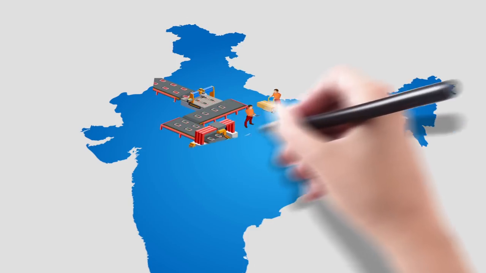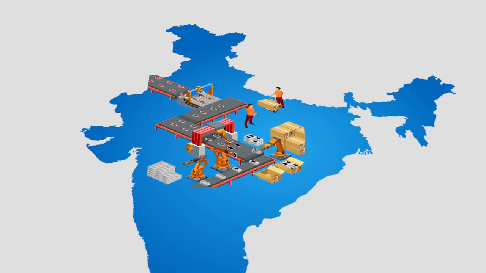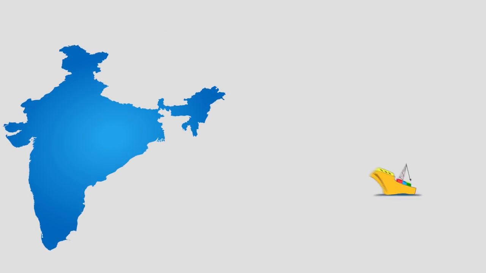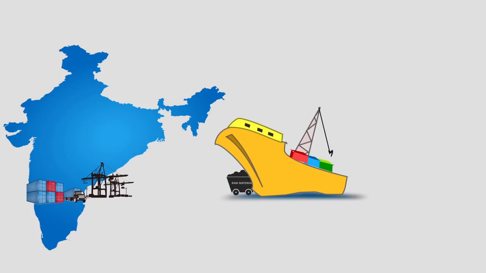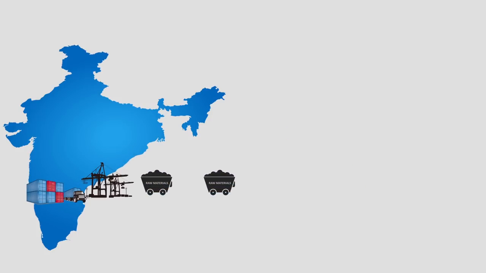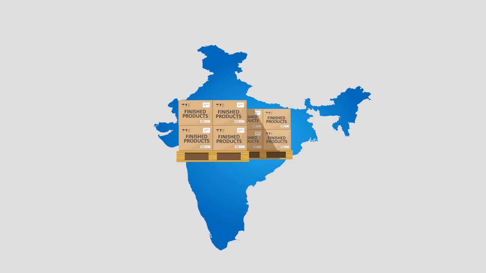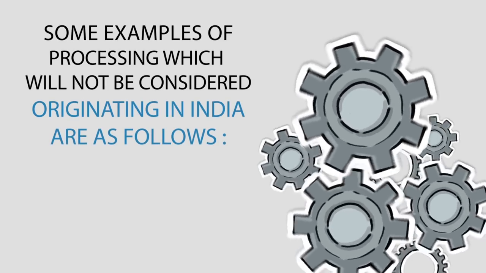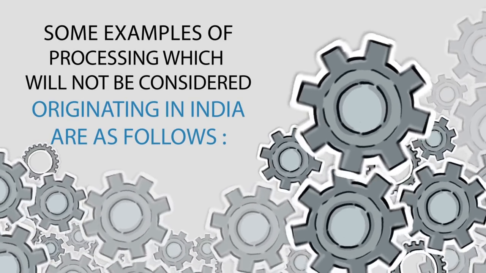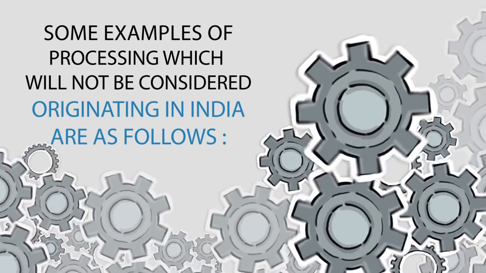Goods should be manufactured in India as per the definition of manufacture in Para 9.31 of FTP. If imported inputs have been used for the production of the export product, the export product can be considered to be originating in India, non-preferential, only if the imported inputs undergo substantial processing. Some examples of processing which will not be considered as originating in India are as follows.